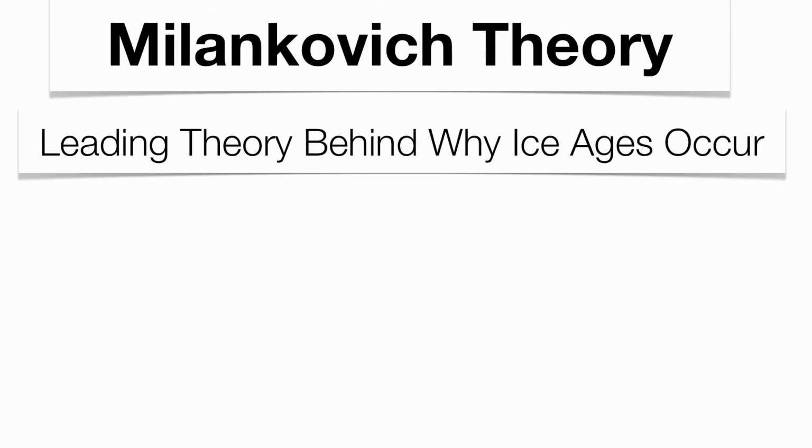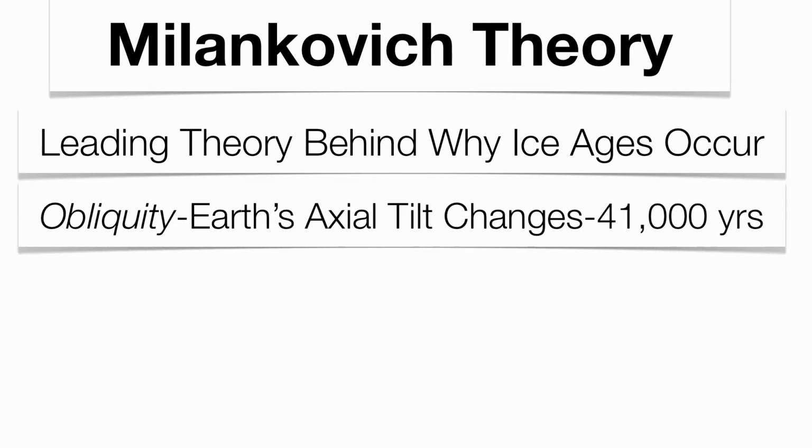Now, there's no real understanding about why we have these ice ages, but Milutin Milankovitch came up with a three-part theory, which is kind of the leading theory behind why we think the ice ages occur. The first one is what we call obliquity, which just means the axial tilt of the planet changes from 22 degrees to about 24 degrees every 41,000 years. That'll ultimately change the amount of insolation on the planet.